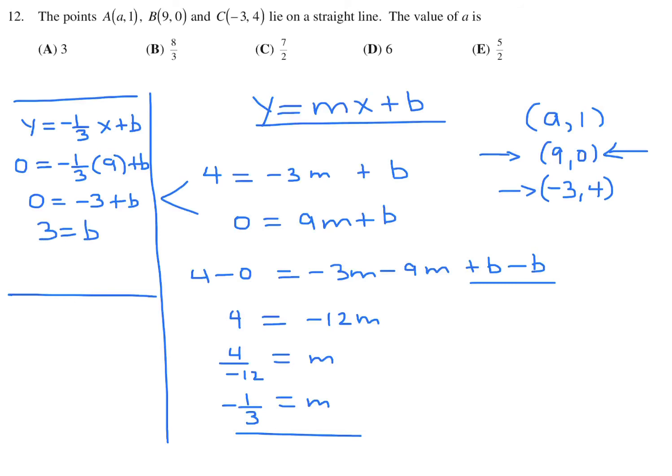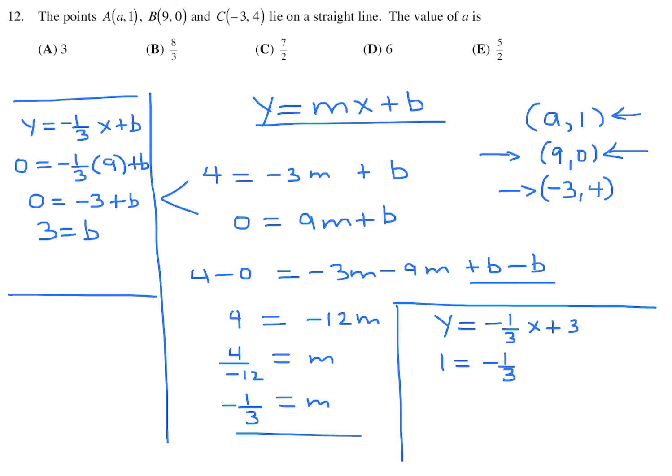All right, we are pretty much at the last step now. We have our equation, y equals minus 1/3 x plus 3, and then just substitute that in to get the value for a. So y is 1, minus 1/3 a plus 3. Put this 1/3 over on the other side. 3 minus 1 is 2, and therefore a is 2 times 3, which is 6. So number 12, the answer is D.